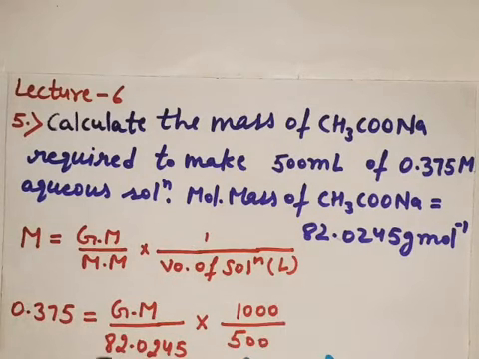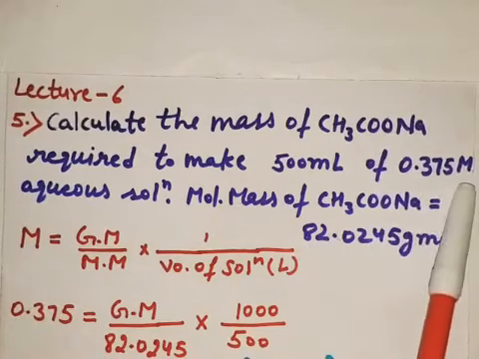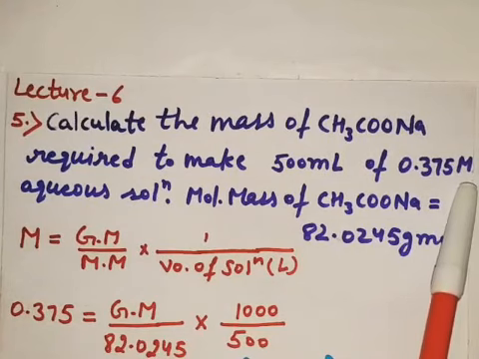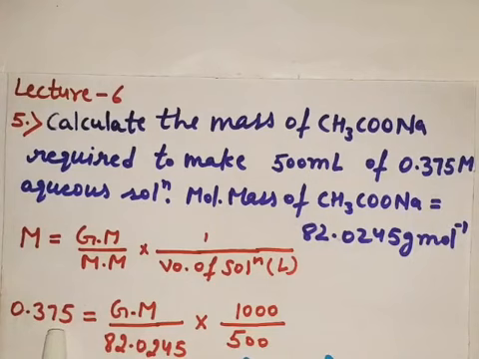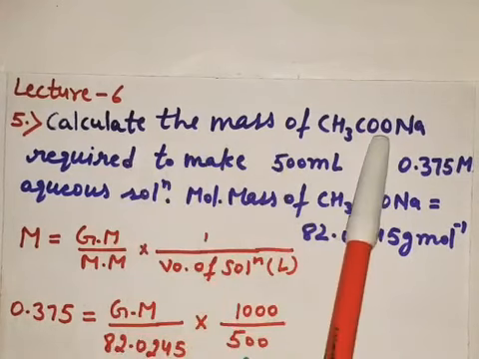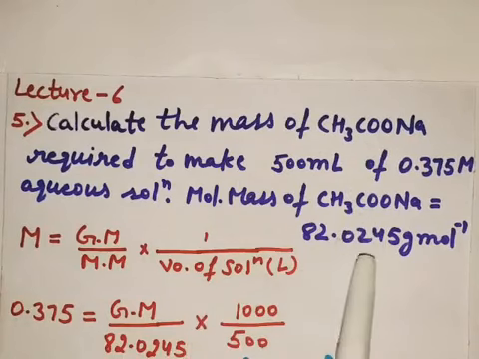Now we will put all the values. Molarity in the question is given, as you can see here, 0.375 molar. By the unit we can identify that this is molarity. So we will put the value here, and given mass, we have to calculate the mass of sodium acetate, which is the solute here. Now molar mass is also given for sodium acetate, that is 82.0245. So we will put the value and into.